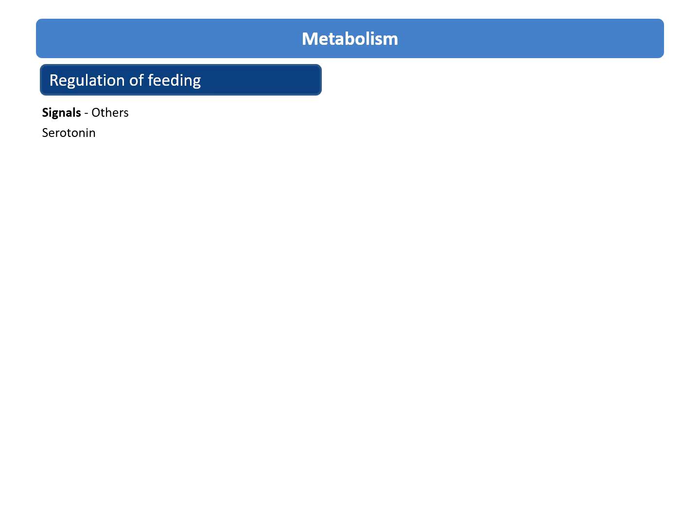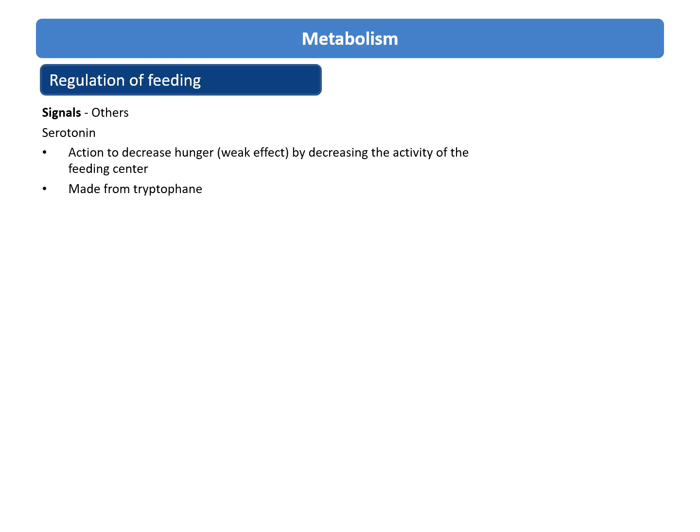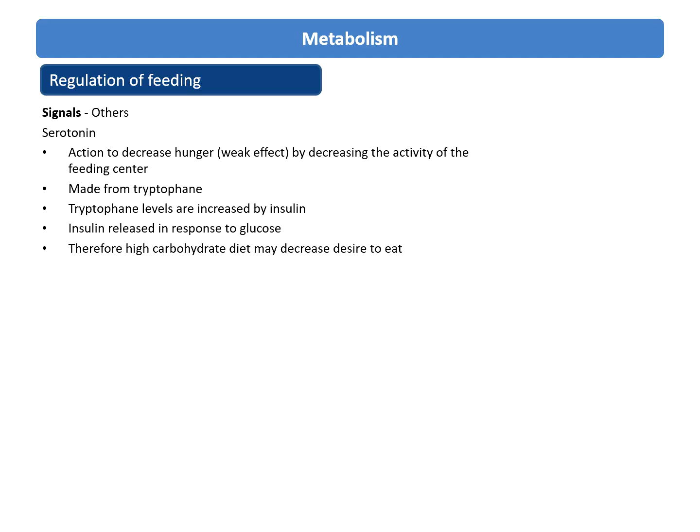Other signals, as I mentioned, include serotonin. Its action is to decrease hunger. It's a rather weak effect by decreasing the activity of the feeding center. It's made from tryptophan. Tryptophan levels are increased by insulin. Insulin is released in response to glucose. Therefore, a high carbohydrate diet may decrease the desire to eat.